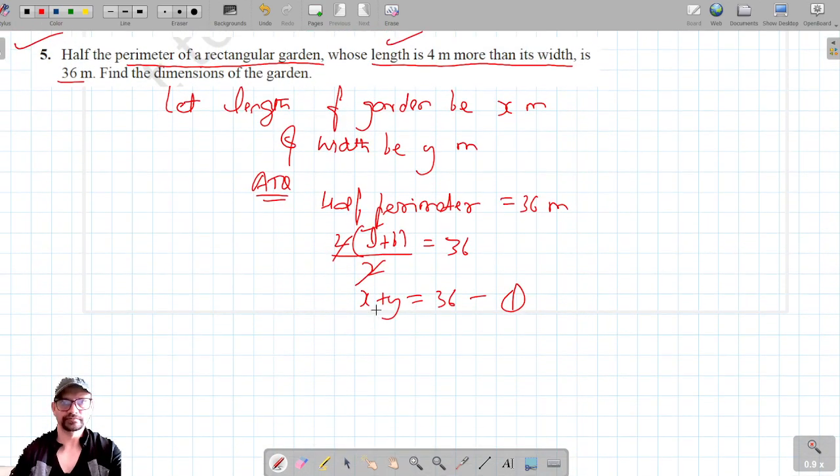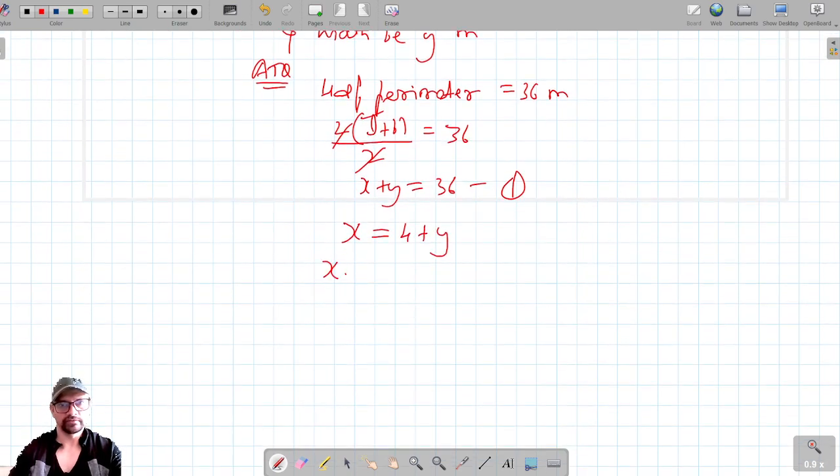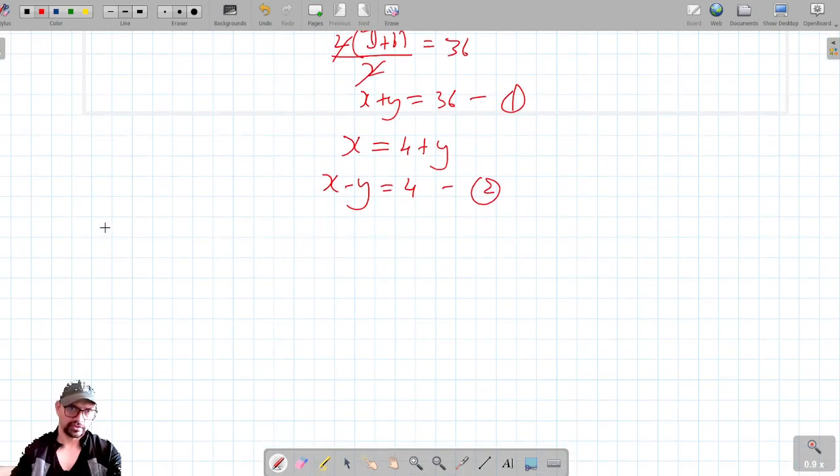Next, the length is 4 more than the width. That is, x is 4 more than its width y, which gives me x minus y is equal to 4. This is the second equation.